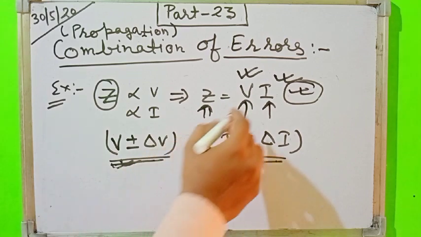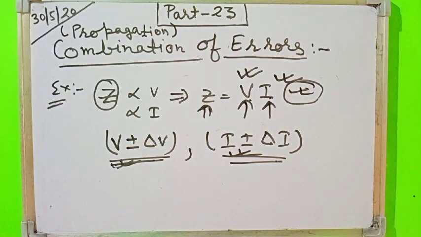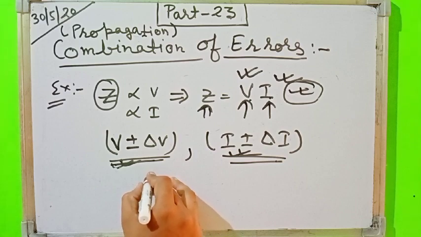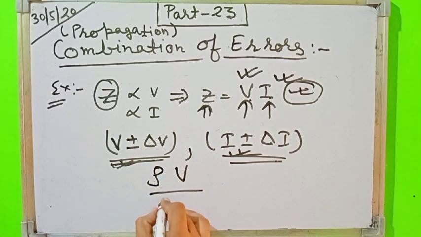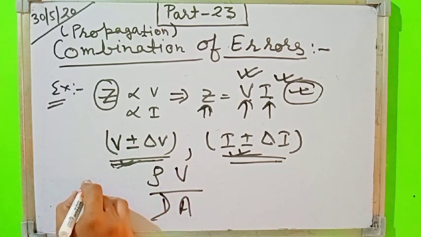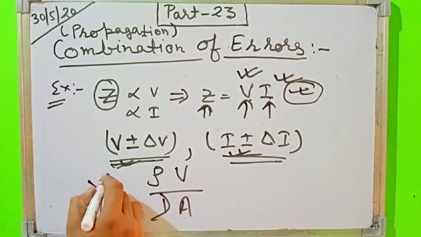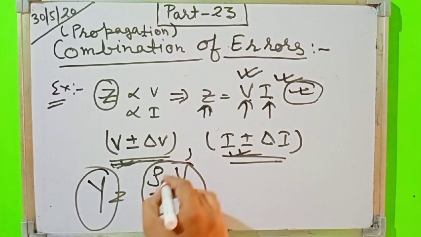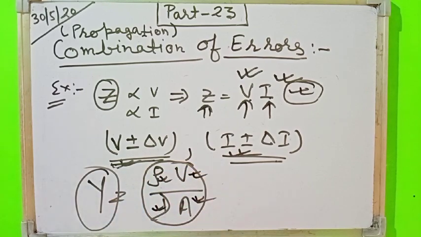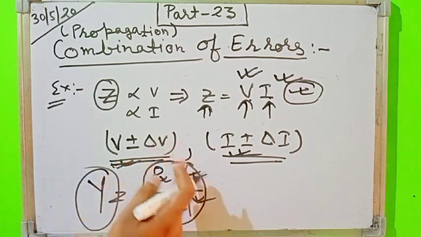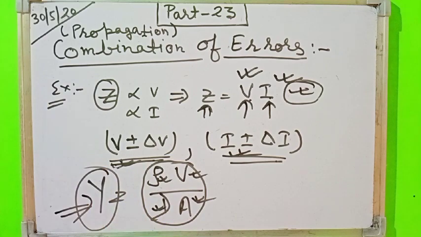Whatever the mathematical operation, suppose here there is v upon I, there are also other mathematical operations where the error propagates, like rho v d a, such a type of formula. Suppose this quantity is y. For the calculation of y we use this formula, with error in rho, error in v, error in d, error in a. How are these errors propagating in our result y? We must know these rules for proper knowledge of the propagation of error. So we are going to discuss the rules involved in the combination or propagation of error. Let us start.